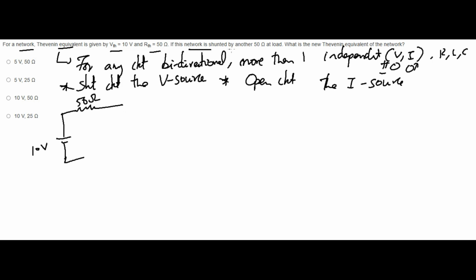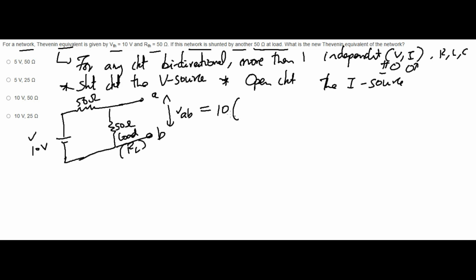And after that, the network is shunted by a load. Load means what? At the end of the circuit, the finishing end, there is a 50 ohm, which is called the load. I can name it as RL. These two small ports I can name as A as well as B, and in between them I have to find the voltage VAB.